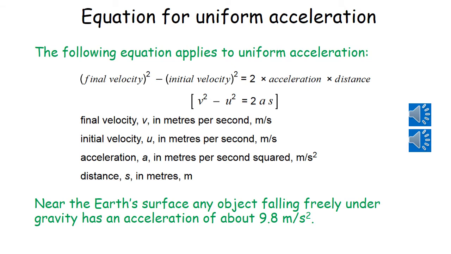You've already come across the equation that acceleration equals the change of speed divided by the time that change took. Now you're also expected to use a second equation, which is this one here, that the final velocity squared, take away the starting velocity squared, is 2 times the acceleration times the distance. And this is quite often abbreviated to v squared minus u squared equals 2as.